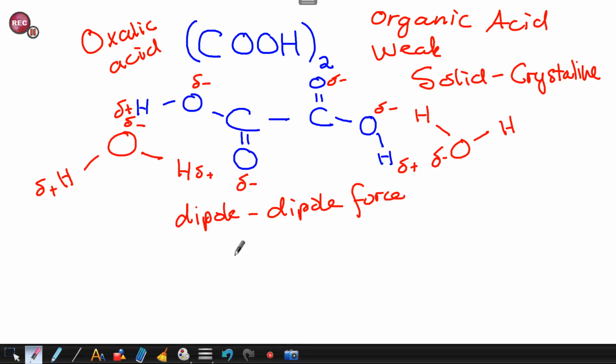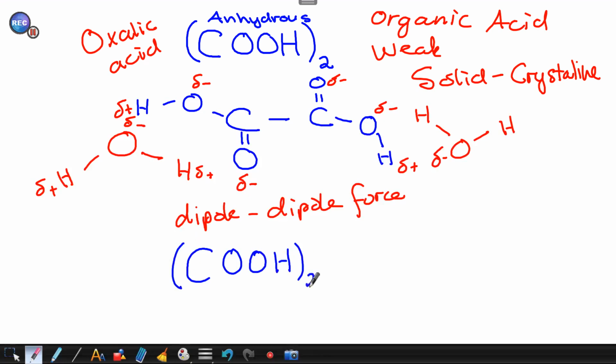So this is called hydrated oxalic acid. And what is the hydrated oxalic acid's formula? So this is anhydrous oxalic acid. What would the hydrated oxalic acid's formula be? Like this, and a dot and 2H2O.